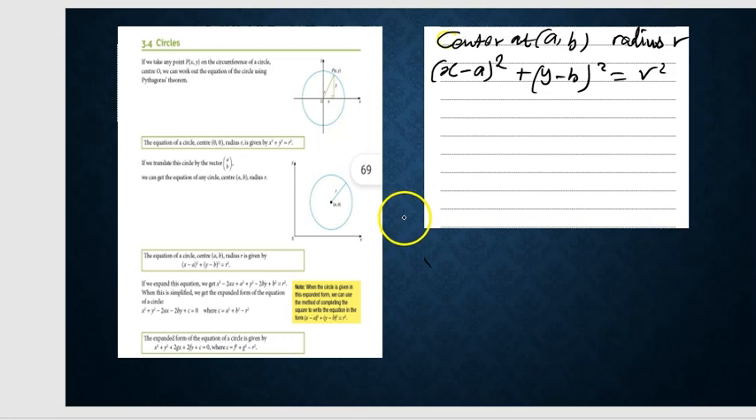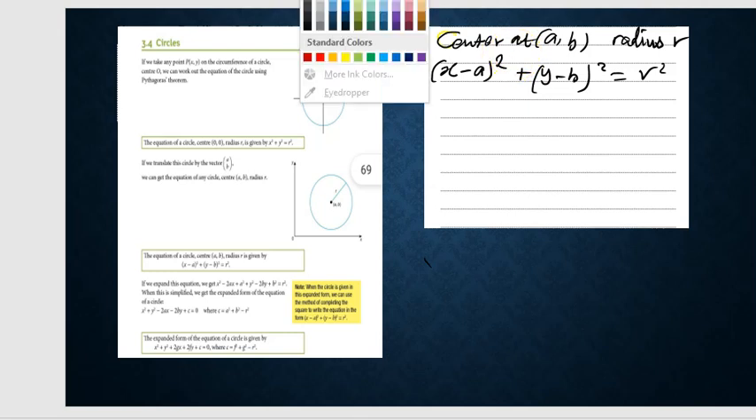Now, when we look at this equation, the distance formula is used to define a circle. So a circle is a locus. And what do we mean by a locus? It is a set of all points. A circle is a locus because it is a set of all points that are a fixed distance, which we call the distance r, from a point (a, b).